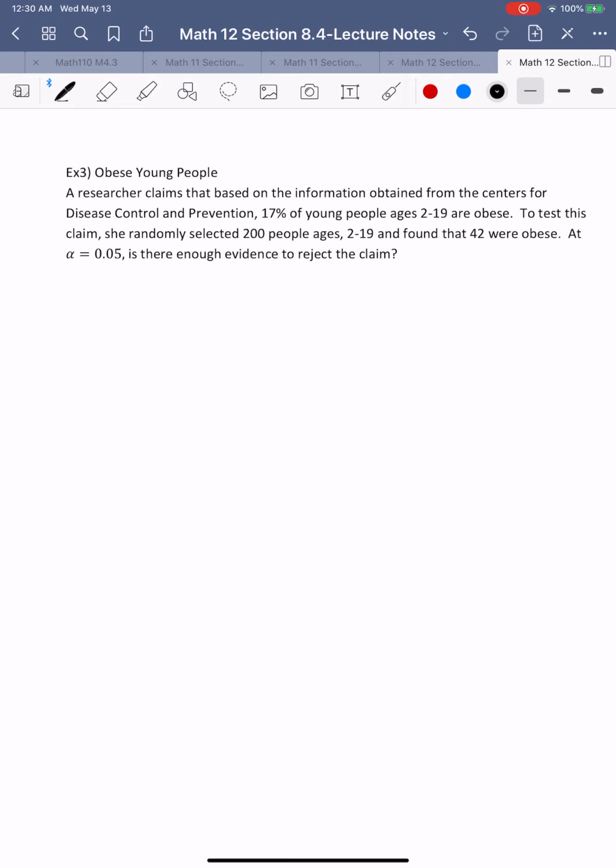So we can use either method, but I'll show you both ways. First of all, the null hypothesis is p equal to 17%, which is the claim, and the alternative hypothesis is going to be p not equal to 0.17, because it's going to be different from 17%.